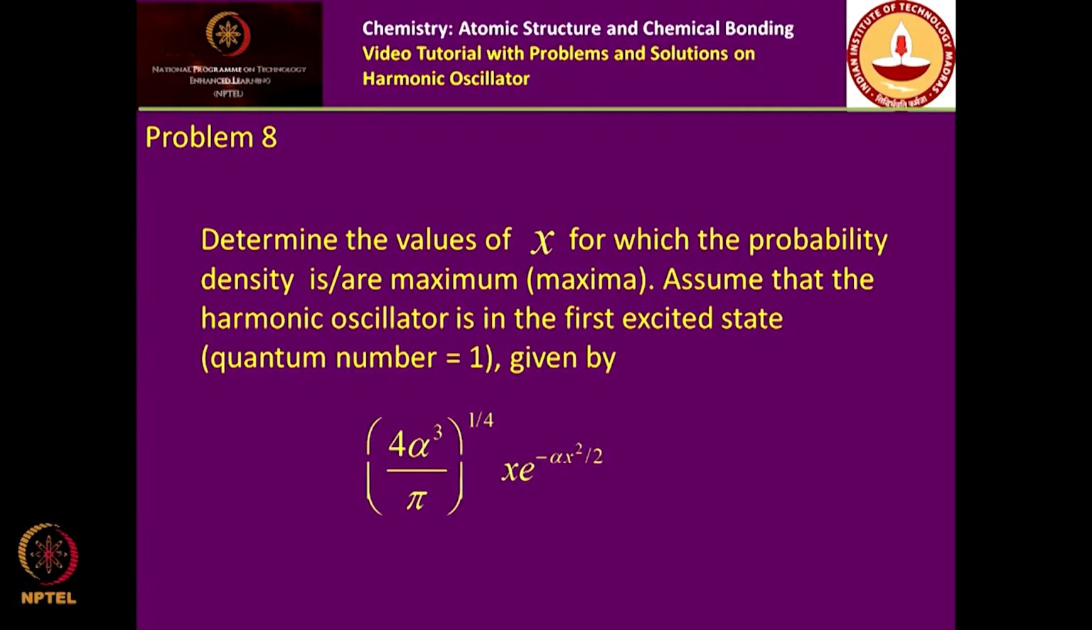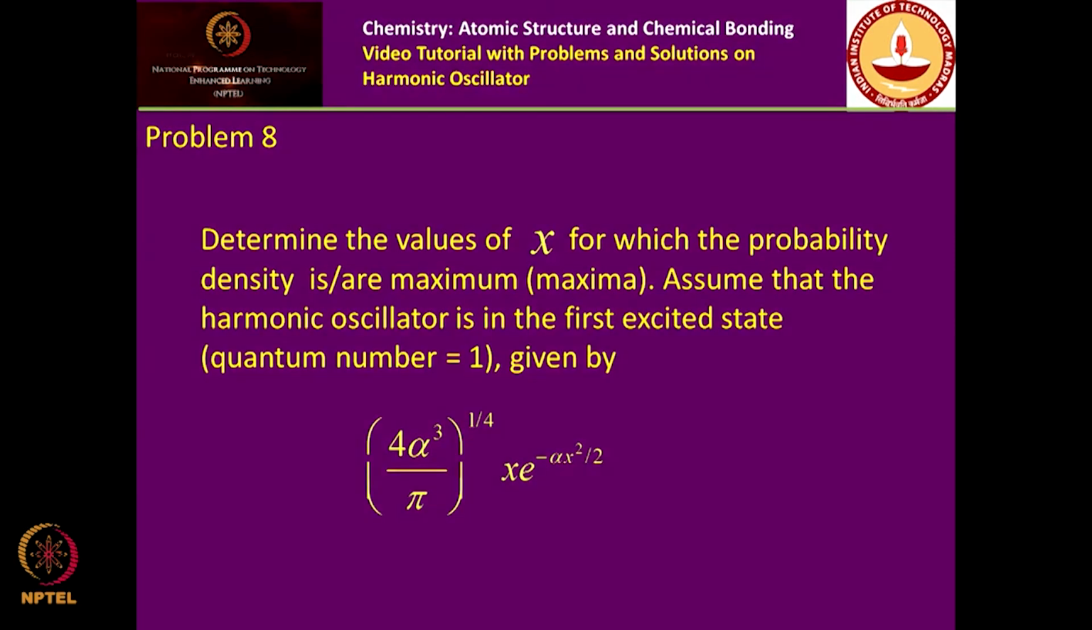Determine the values of x for which the probability density is maximum. If there is more than one maximum, then you have to calculate all of them. One example wave function given is the harmonic oscillator in the first excited state, given by the formula (4 alpha cubed by pi)^(1/4) x e to the minus alpha x square by 2. Actually, the numerical constant is not relevant for the problem, but anyway, we will keep that.